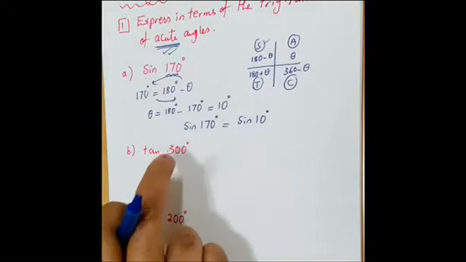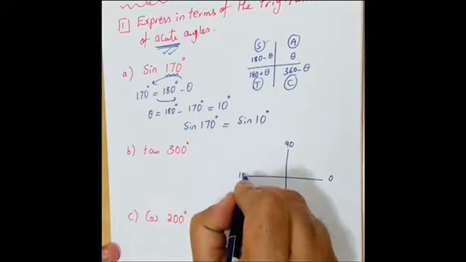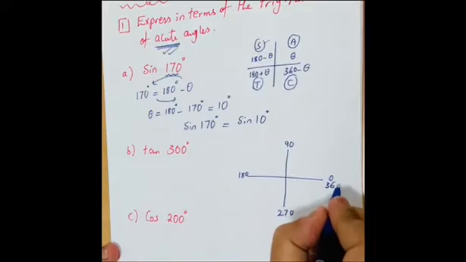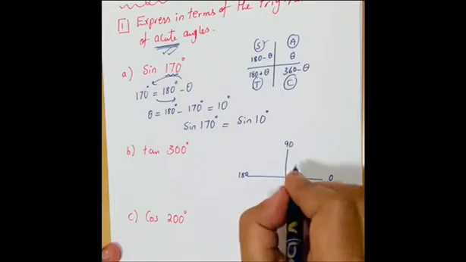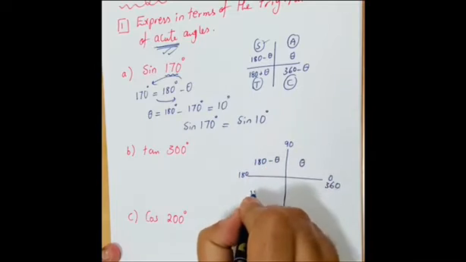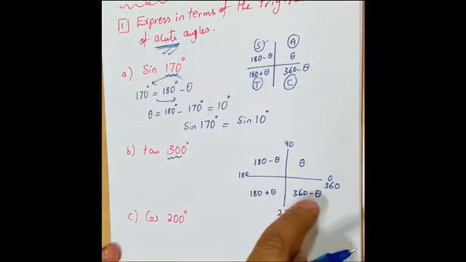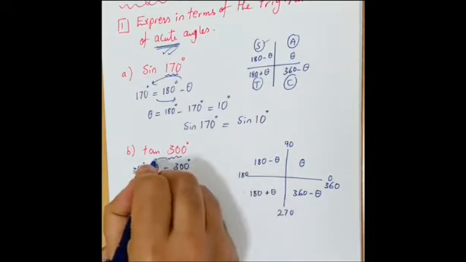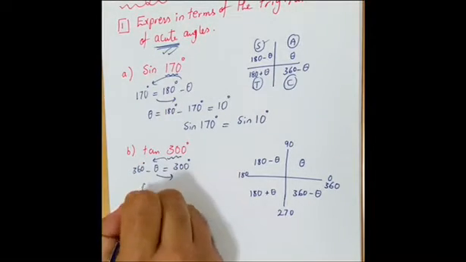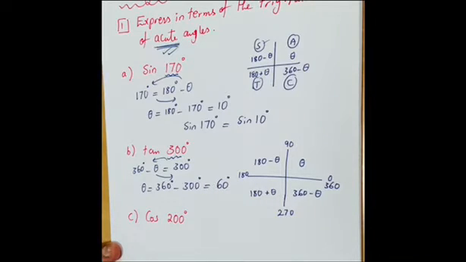Now tan of 300. 300 is in the third quadrant. Remember the range, I will show you the range: 0, 90, 180, 270, and 360. 300 is in the fourth quadrant, which is more than 270. The expressions are theta, 180 minus theta, 180 plus theta, and 360 minus theta. Now 300 is in the fourth quadrant, so 360 degrees minus theta is equal to 300. By interchanging the terms, exactly as we did before, theta is equal to 360 minus 300, which is equal to 60 degrees, which means the equivalent angle of 300 in the first quadrant is 60.